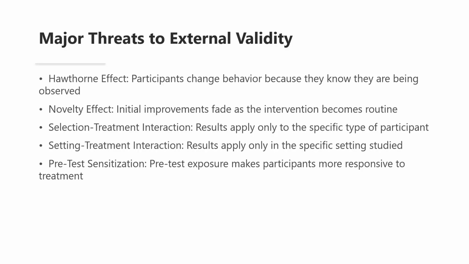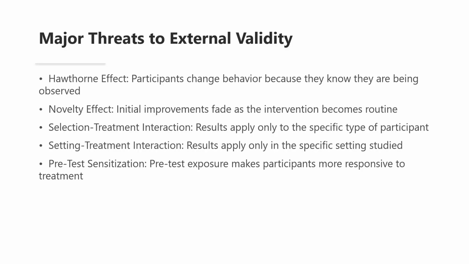Results measured during the novelty period may not generalize to long-term implementation. Selection treatment interaction occurs when the intervention works for the specific type of participants in the study but may not work for others. For example, a program tested with highly motivated volunteers may not produce the same results with a mandated audience. The results are valid for volunteers but cannot be generalized to non-volunteers.